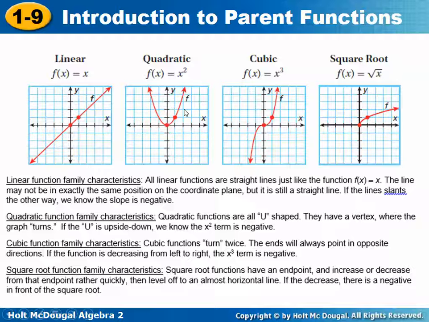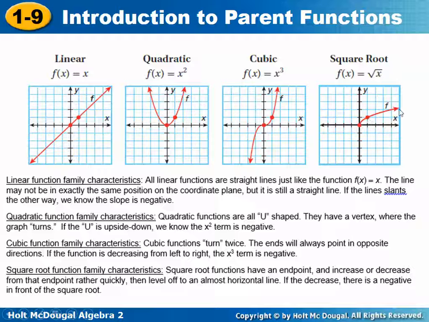The quadratic family looks like a U or an upside down U. They always have a vertex where the graph turns. So in this one, the vertex is right there at 0, 0. If the U is upside down, then we know the x squared term is negative. The cubic function turns twice. So if you're moving up, it's got this little bump here, and then it turns and it starts going up again. The ends will always point in opposite directions. Right now it's positive. If it was decreasing from left to right, then it would be a negative x cubed term.